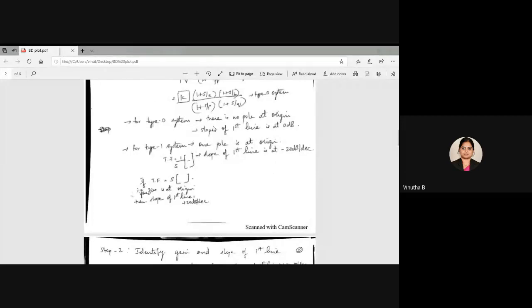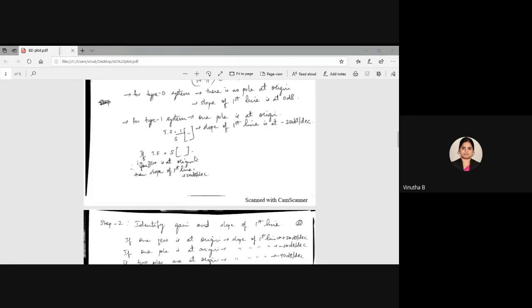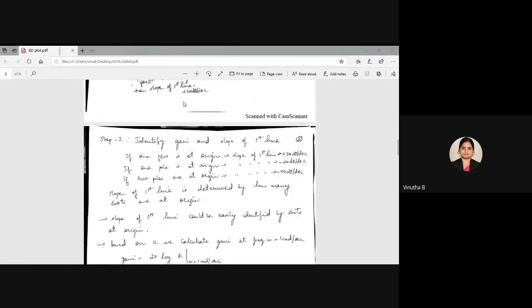For a type 0 system, there is no pole at the origin, and the slope of the first line will be a 0 dB line. For a type 1 system, one pole will be at the origin, so you should have one single s parameter followed by these terms. If you have one pole at the origin, then we call that a type 1 system. Now, step two. So in the first step, what have you done? You have just boiled down the given transfer function equation to a standard form. Then you have found the gain value, and after that you have to go for step two.